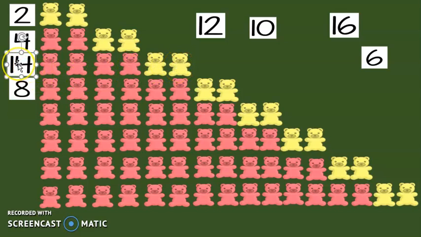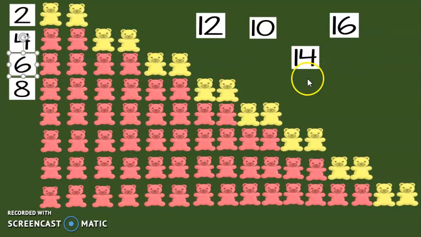Is that number 6? No, that's not number 6. That's 14. So Mr. Begay's got to put that back and grab 6 and put that here. Now, as you see, first graders, look at that. Now we have a pattern coming here. 2, 4, 6, 8. That's counting by 2s. It's looking really good now.